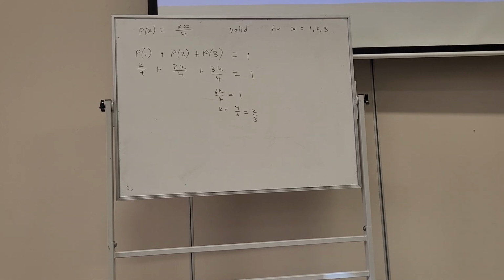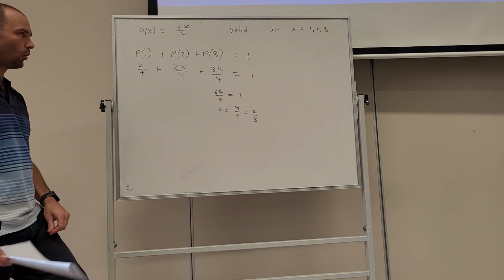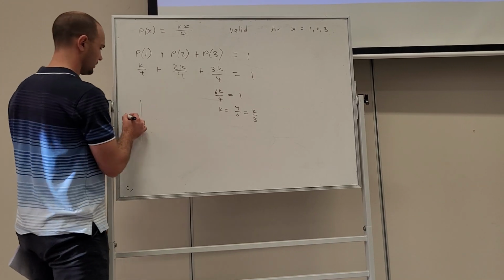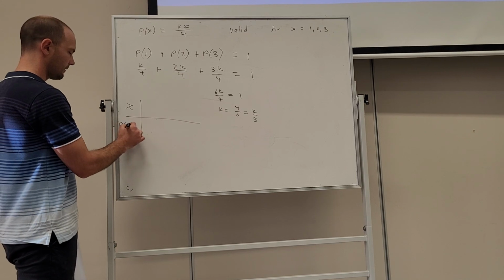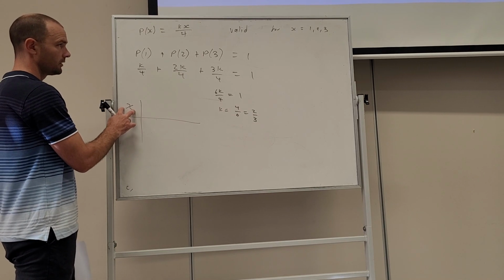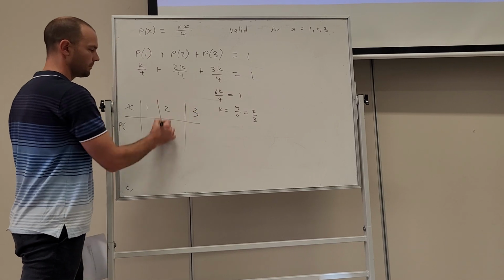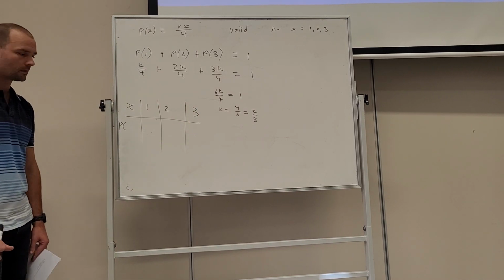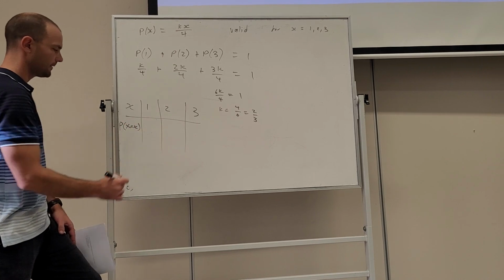Okay, so we've started with the function, and now it wants us to draw this distribution. So what we have is x, and then the events. The events are x is either 1, 2, or 3. They're the possible events that can occur. And then we have the probability that the random variable takes on that event.